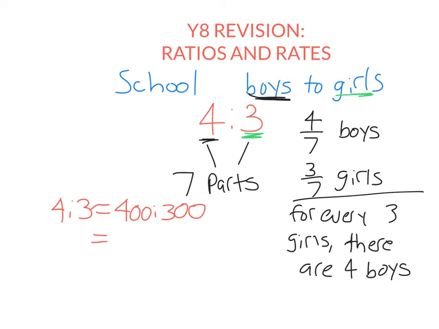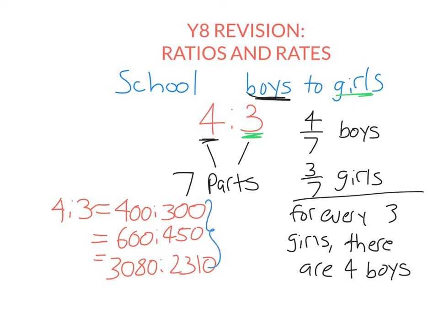I could times them both by 150. So 4 times 150, 3 times 150. I could have timesed them both by 770. If I times it by 770, I get 3,080 to 2,310. So in this school, there could be 400 boys, 300 girls, there could be 600 boys, 450 girls, and so on. We just don't know how many, because all of these ratios are equivalent ratios.